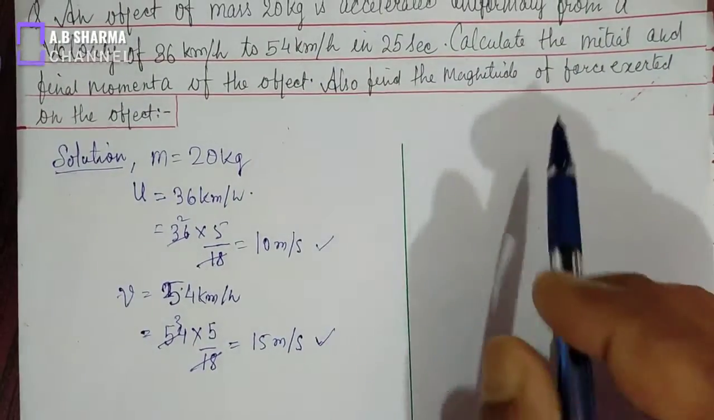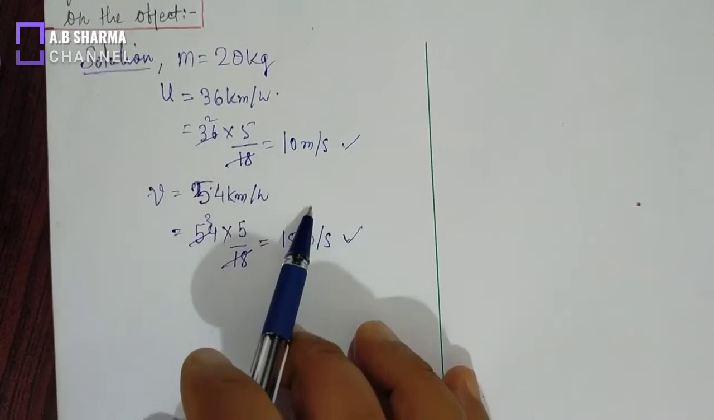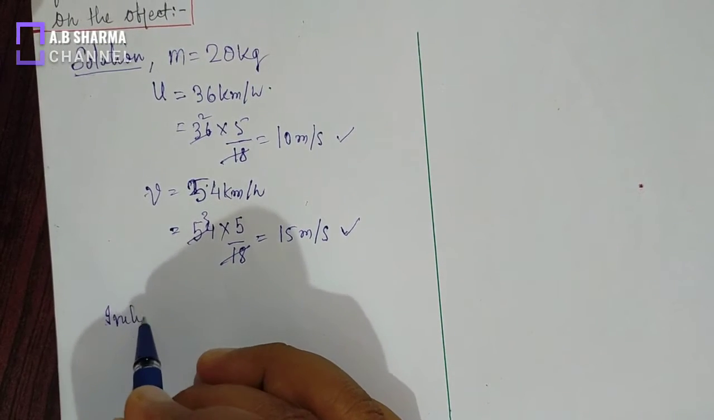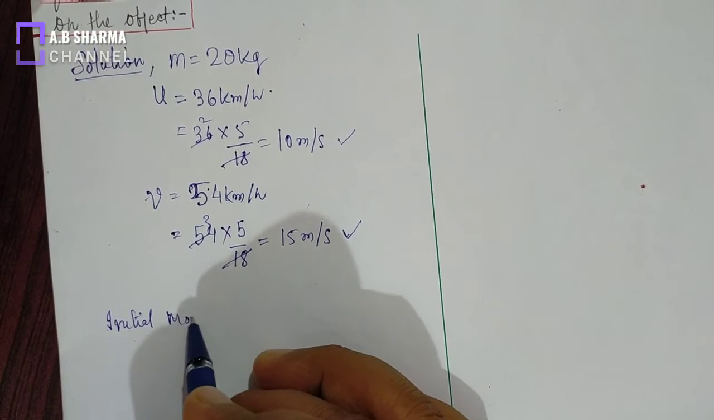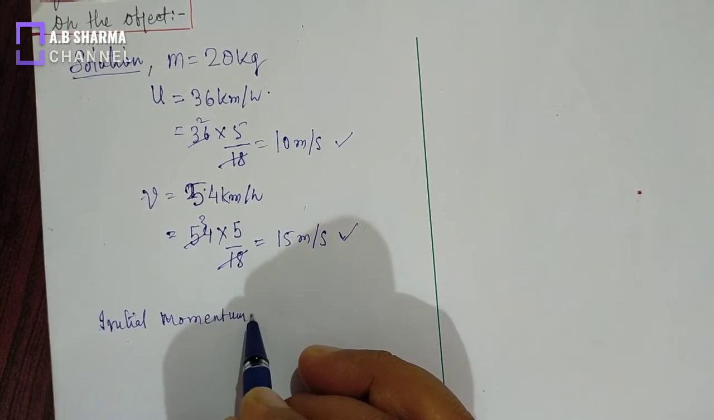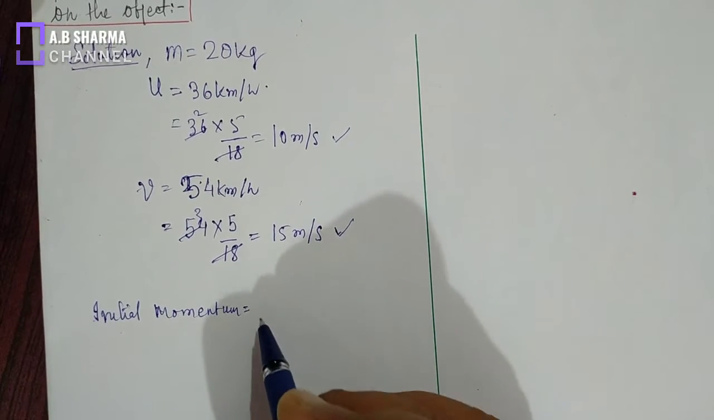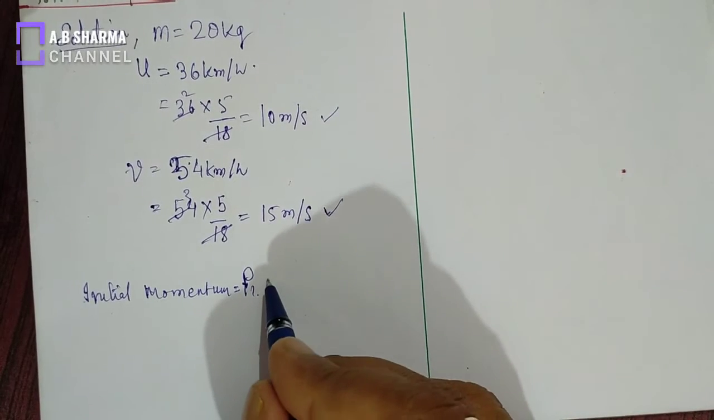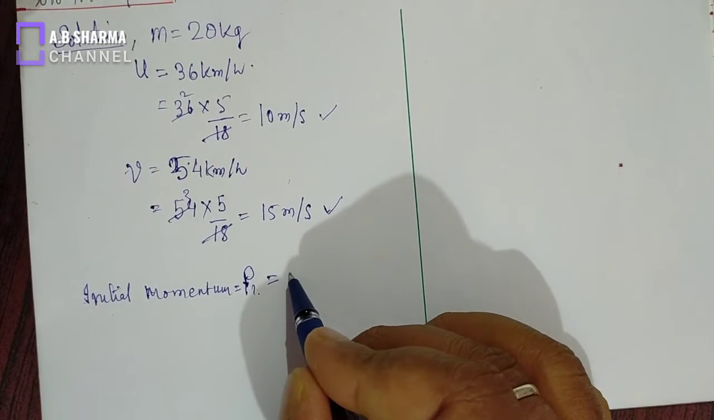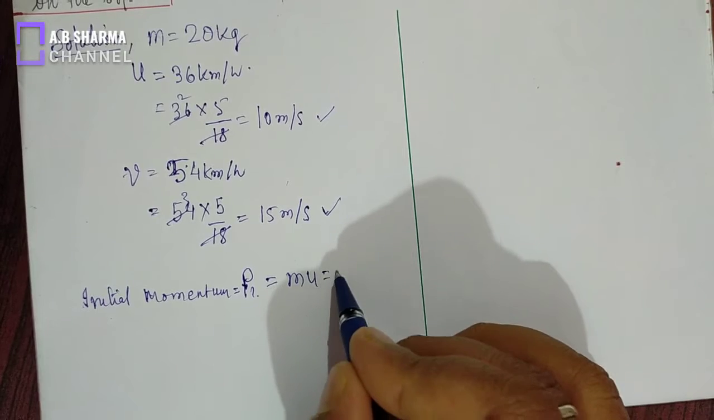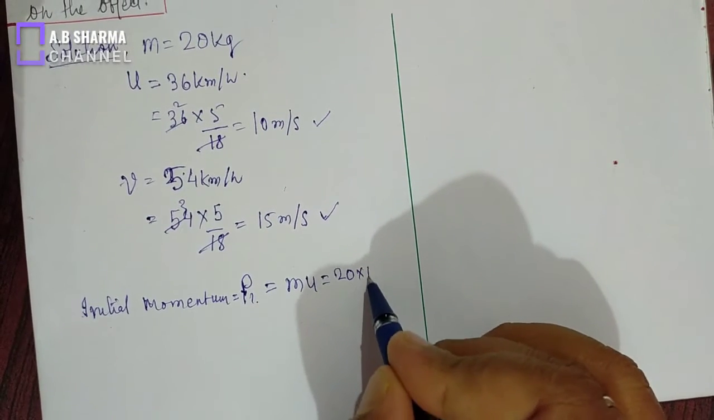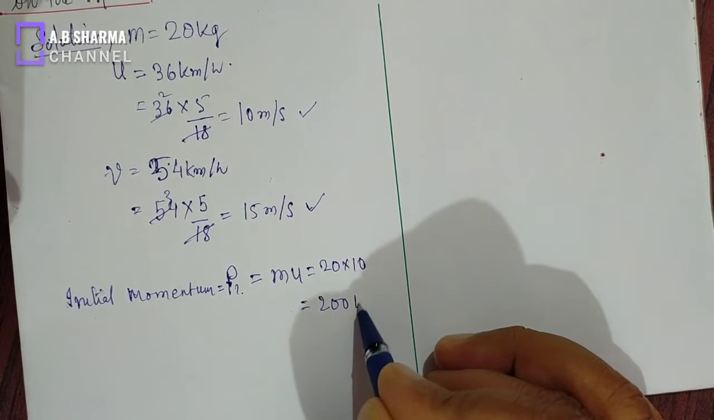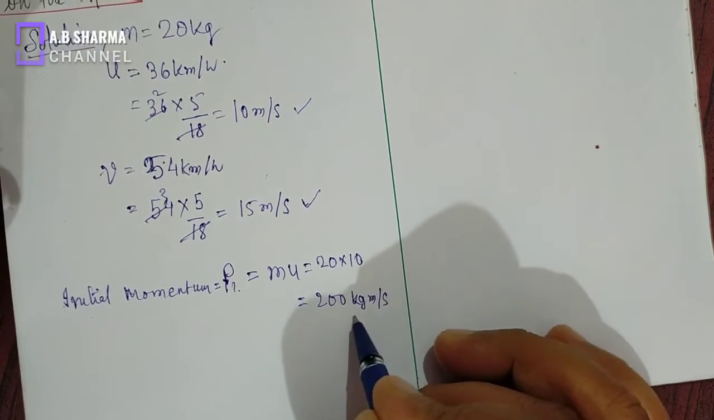The demand of the question is to calculate the initial and final momentum. What is the initial momentum? Initial momentum, that is Pi, equals mass into initial velocity, which is equal to 20 is the mass and initial velocity is 10, that is 200 kilogram meter per second. This is the SI unit of momentum.